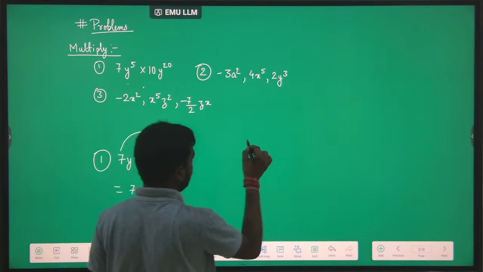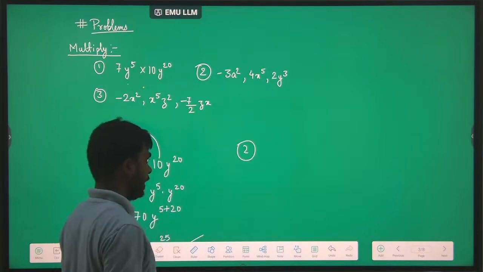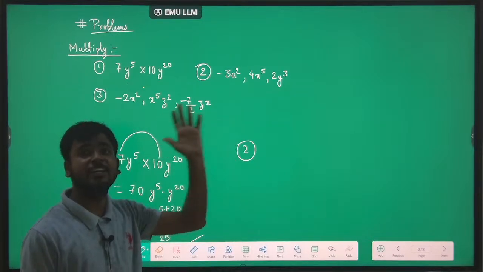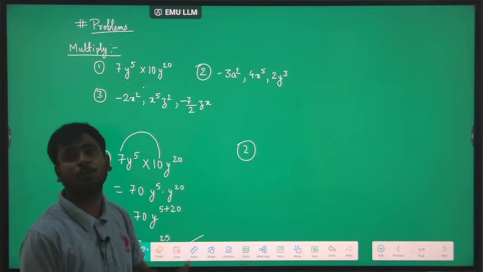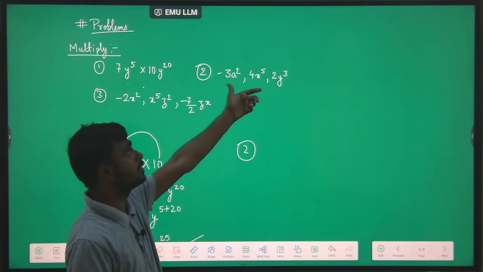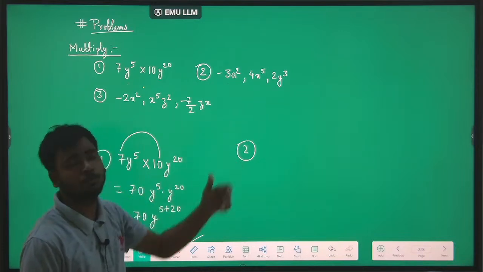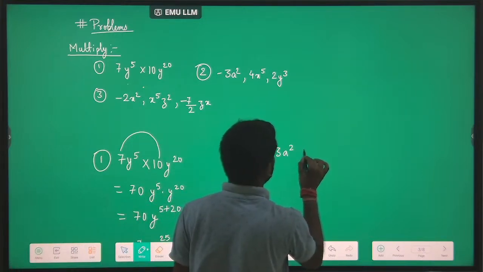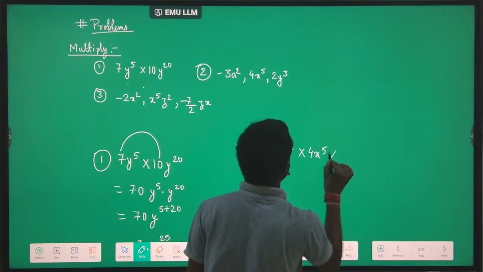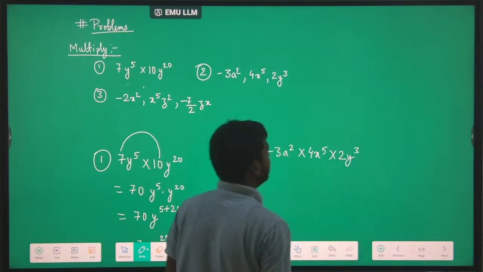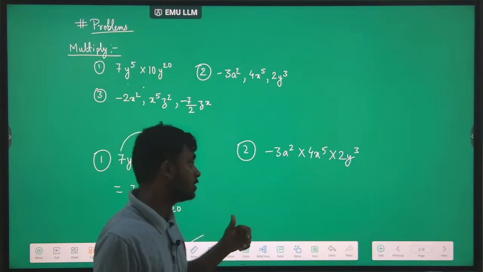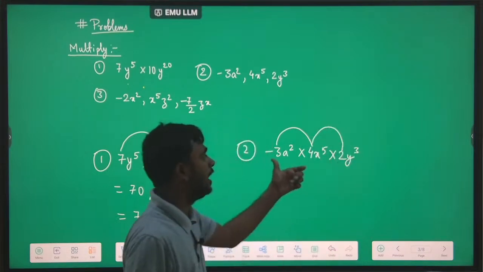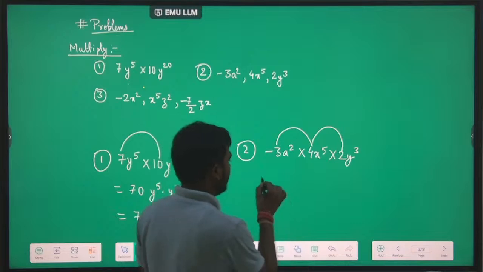What is our question number 2? Our question number 2 is we have to multiply these three monomials. In a question, there may be n number of monomials. So whatever the monomials are, we have to multiply them. Okay, so we have to multiply minus 3a square into 4x to the power 5 into 2y to the power 3. Since we are going to multiply these monomials, what will we do? We will multiply this with this with this. We will multiply all the coefficients. Okay, so what will it be?